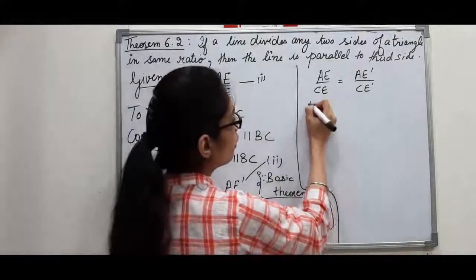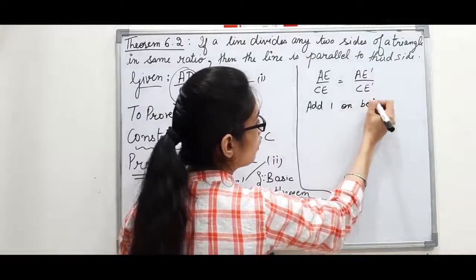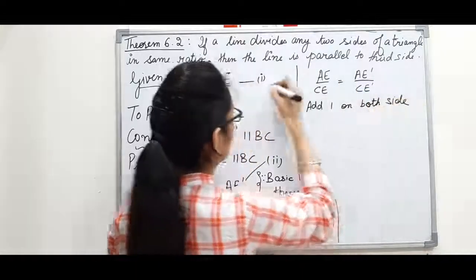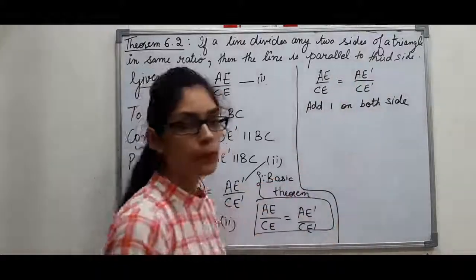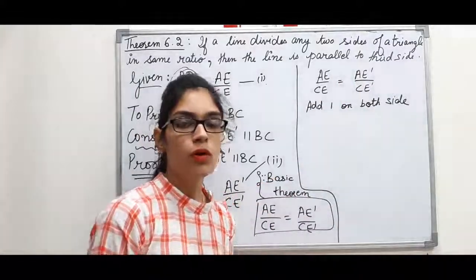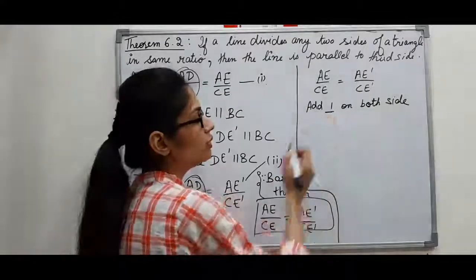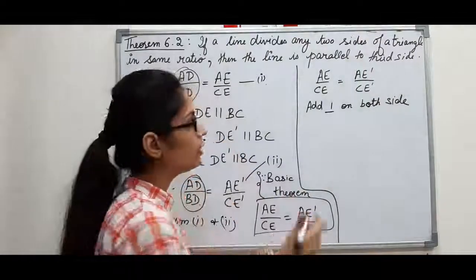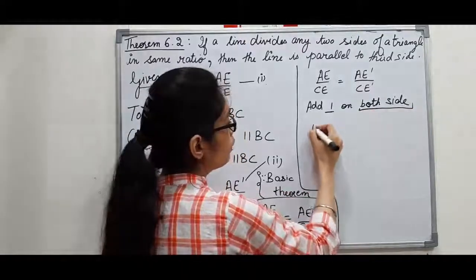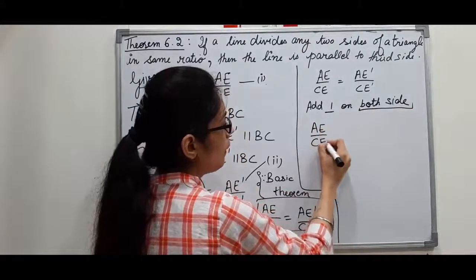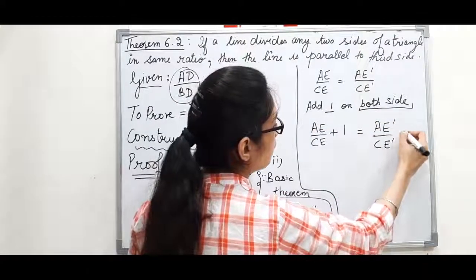So what we have to do? Add 1 on both sides. So this 1 is not this one, this is number 1. You have to add 1 on both sides. Sometimes whenever we are proving theorems or doing proofs in geometry questions, we can use this. I'll explain why we can add 1. So let's do it. Left hand side also and right hand side also: AE upon CE plus 1, AE dash upon CE dash plus 1.